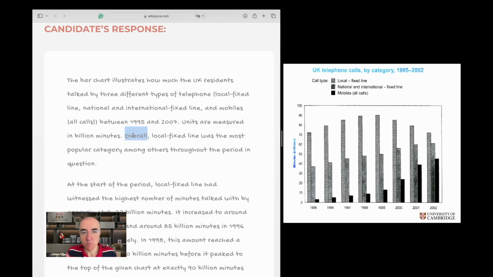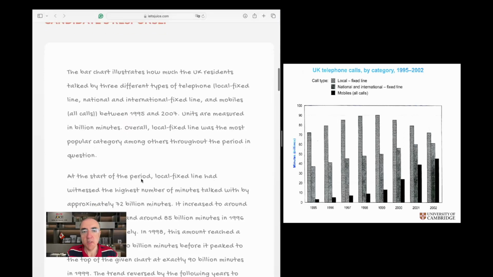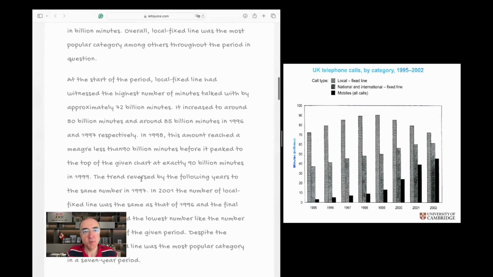Overall, it's a good discourse marker. Local fixed line was the most popular category among others throughout the period in question. Yeah, that makes sense. It's a very good significant point. All right, now let's look at the first body paragraph.